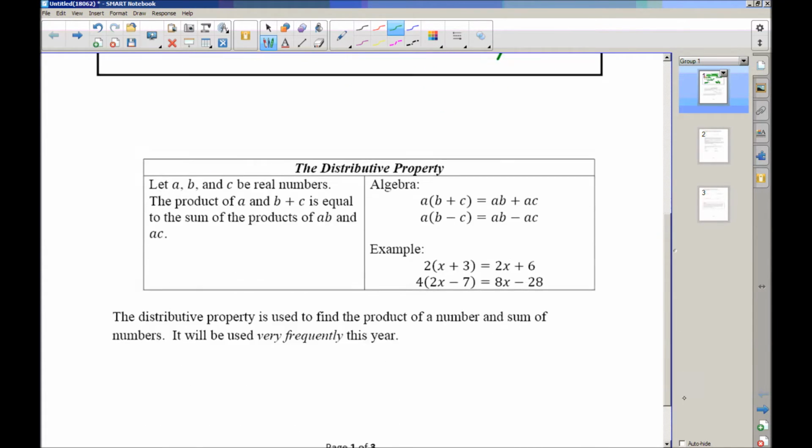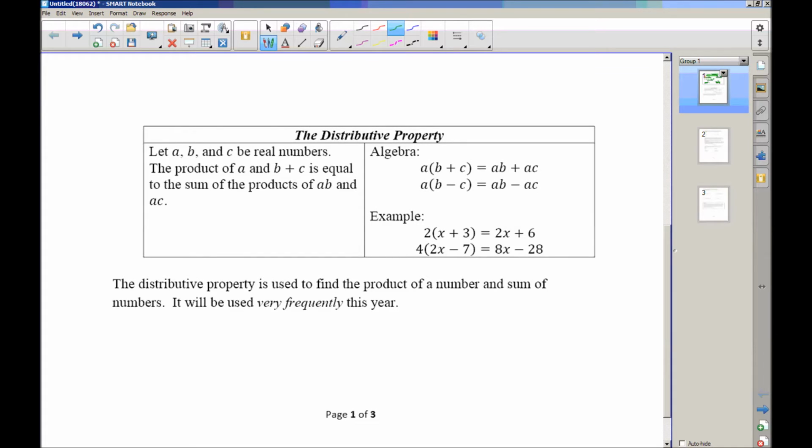All right, the distributive property. Let A, B, and C be real numbers. The product of A and B plus C is equal to the sum of the products of AB and AC. So in algebra, it looks like this. A times (B plus C) is equal to AB plus AC. Or A times (B minus C) equals AB minus AC.